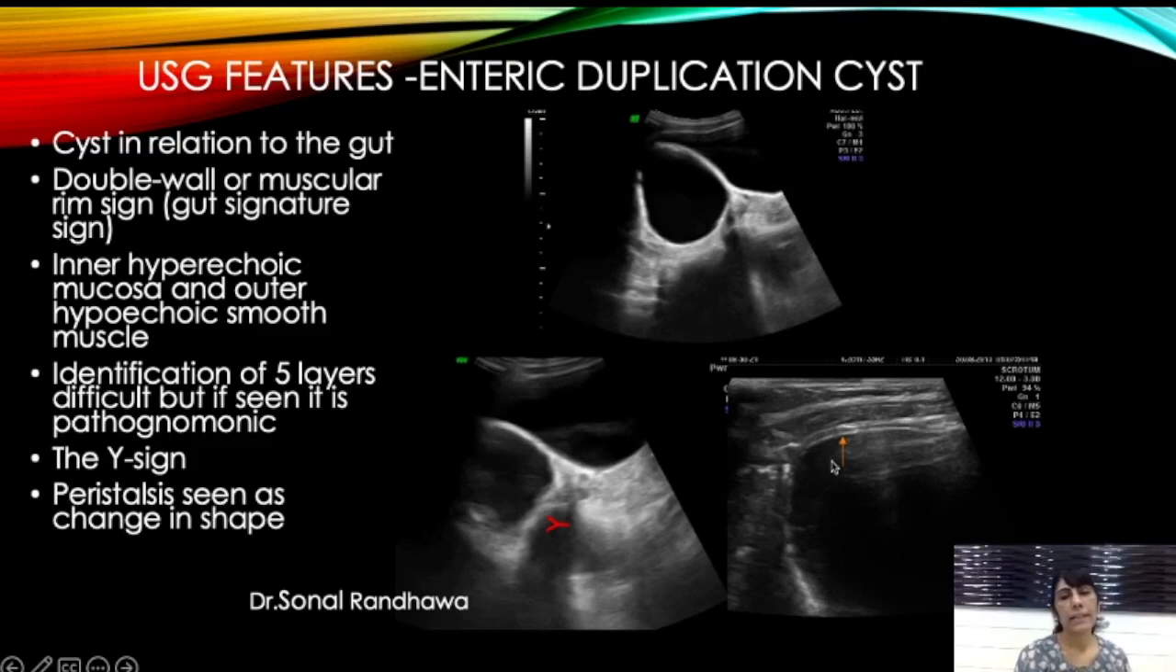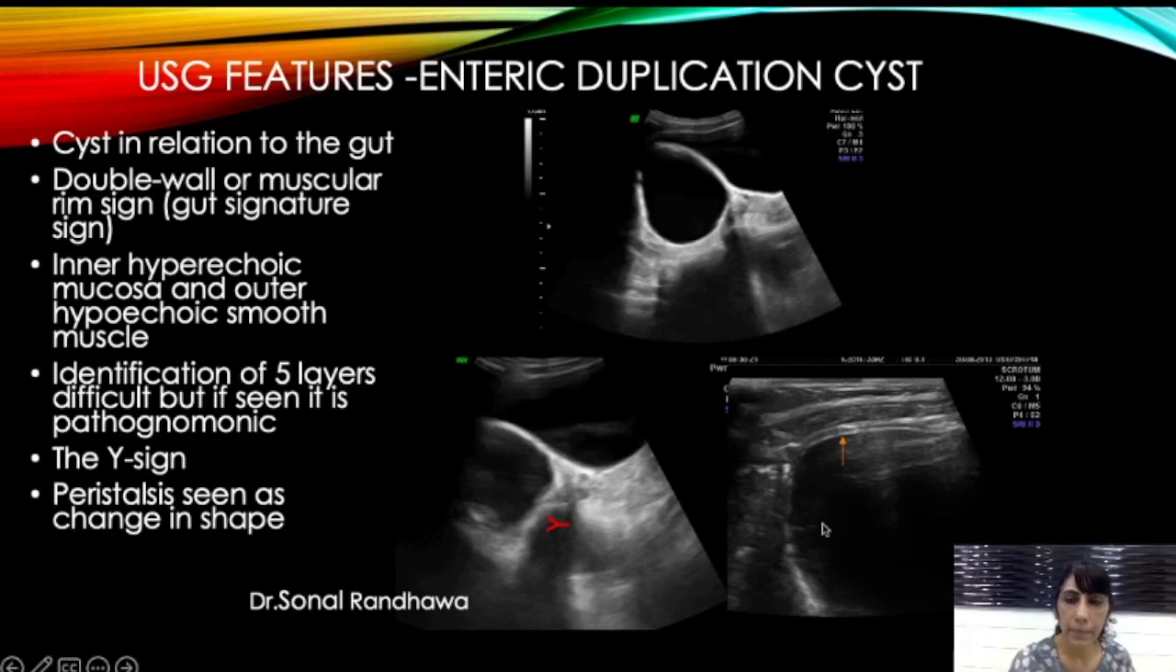Now, we all know that in the gut signature sign, we see 5 layers, but it is very difficult to see 5 layers in the enteric duplication cyst, or even otherwise during our routine sonography of the GI. So the most common thing that you will come across would be a double layered appearance. In some cases you may see 3 or 4 layers, and if you are able to see all 5 layers of the gut, then you can be almost 100% sure that this is the enteric duplication cyst and nothing else. However, even these two features are sufficient to give you a diagnosis.